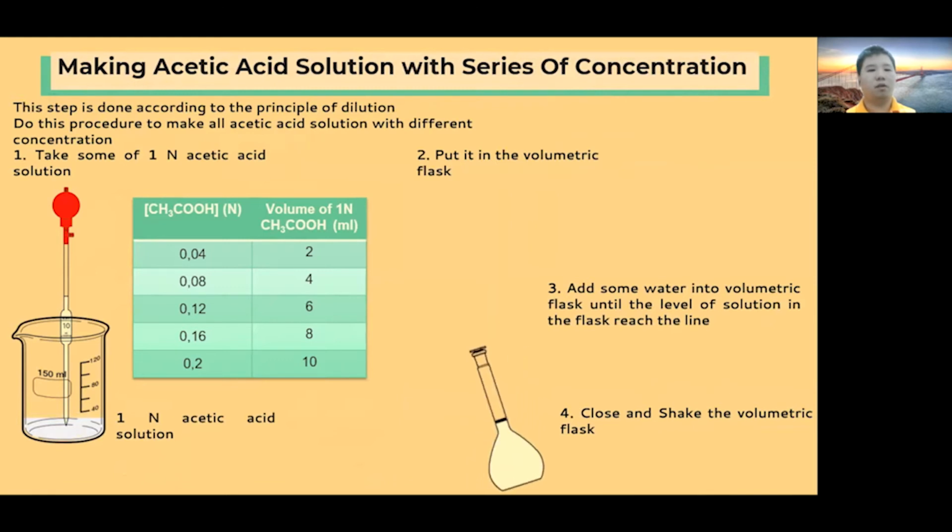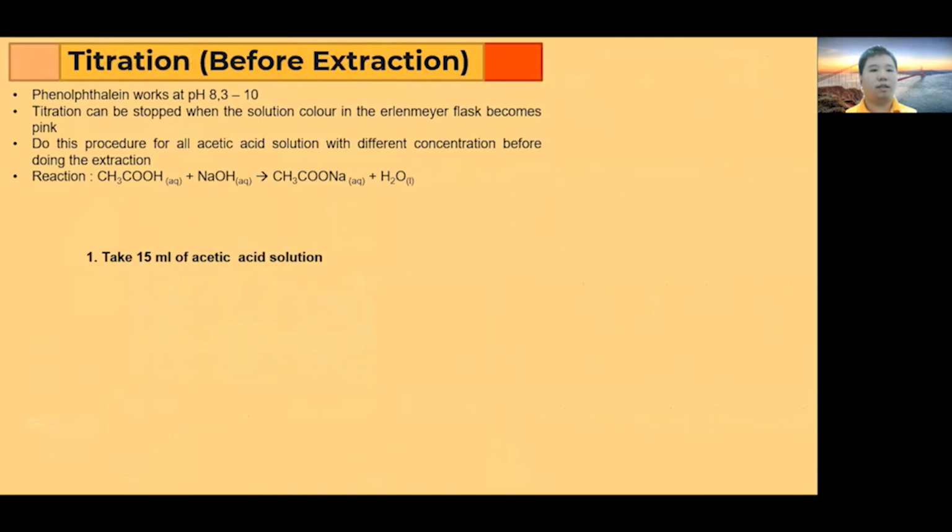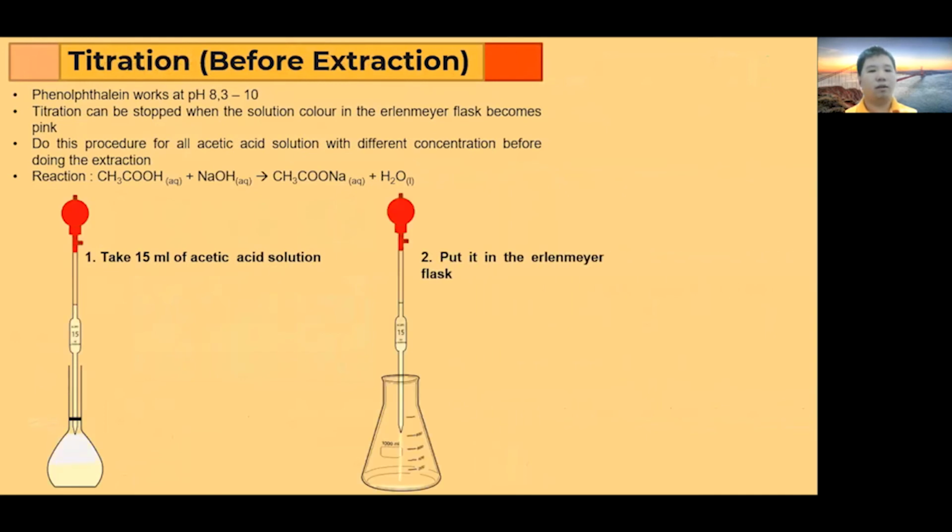The amount of 1 normal acetic acid needed to make solutions with a series of concentrations is calculated and shown in the table. In this step, we do the titration to get the accurate concentration of acetic acid. The procedure is the same as before, but now the acetic acid solution is used.